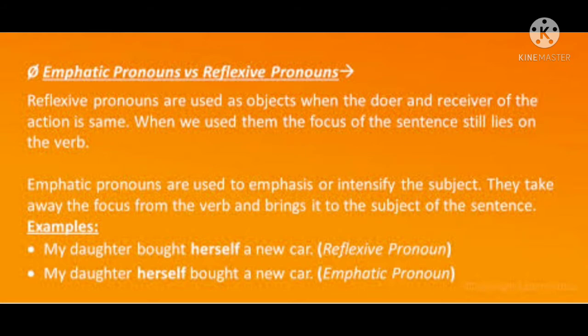Reflexive pronouns are used as objects when the doer and receiver of the action is the same. When we use them, the focus of the sentence still remains on the verb. Whereas emphatic pronouns are used to give emphasis or intensify the subject. They take away the focus from the verb and bring it back to the subject of the sentence.